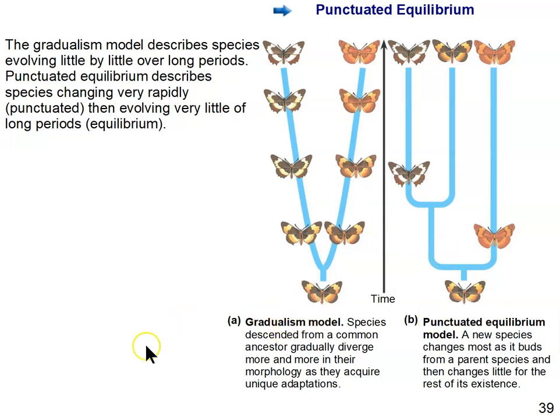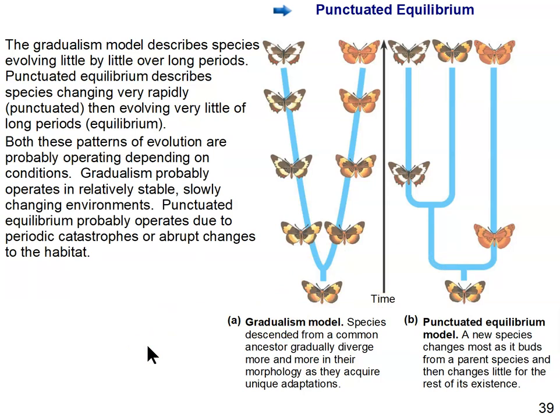There has been controversy and arguments about this between evolutionary biologists, but really there's no reason to argue. Probably both of these mechanisms are operating depending on conditions. If the species are evolving in a relatively stable environment, then we probably are going to see gradualism. And this is basically the idea that Darwin came up with too.